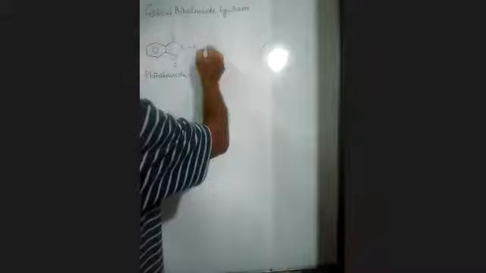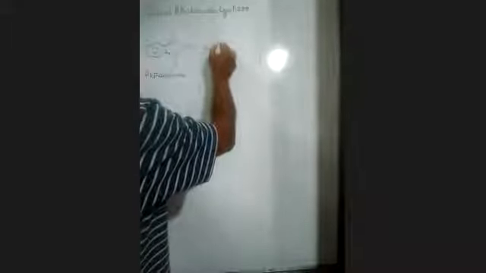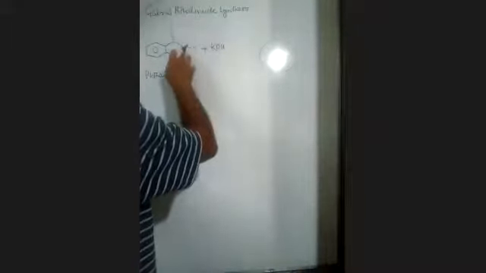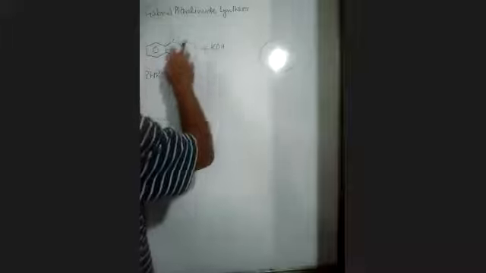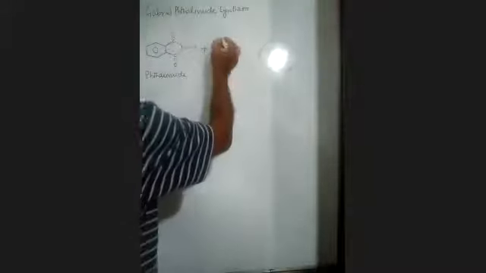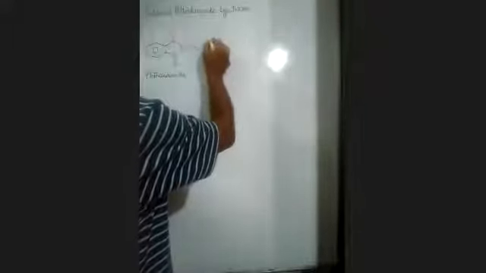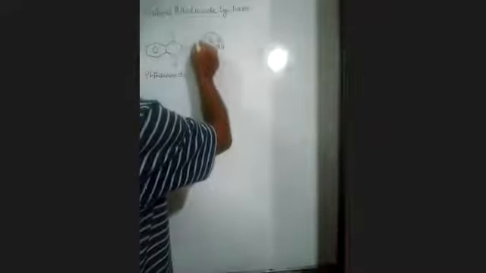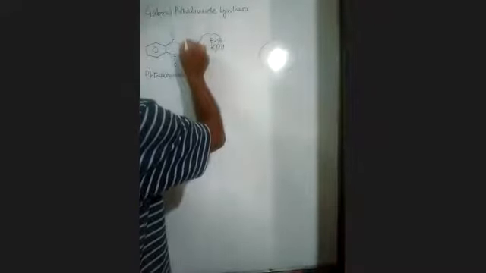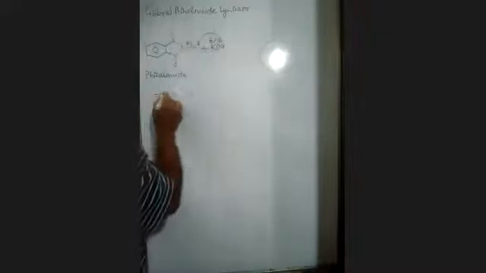Okay. This phthalimide is being treated with potassium hydroxide. Look, this nitrogen is bonded to two strongly electronegative carbonyl groups. That makes this nitrogen-hydrogen bond extremely polar. This hydrogen becomes extremely acidic. What is going to happen? Immediately the base is going to pick it up.